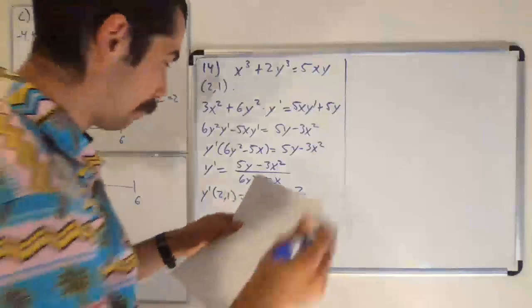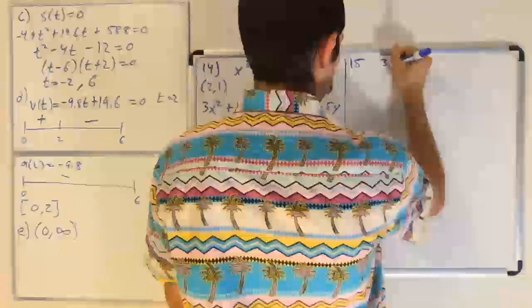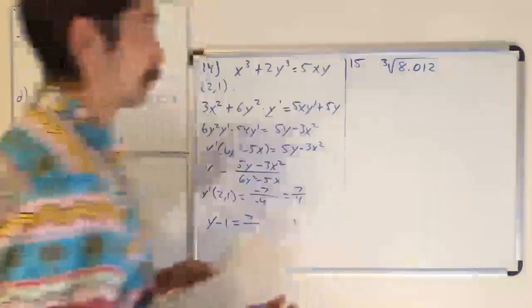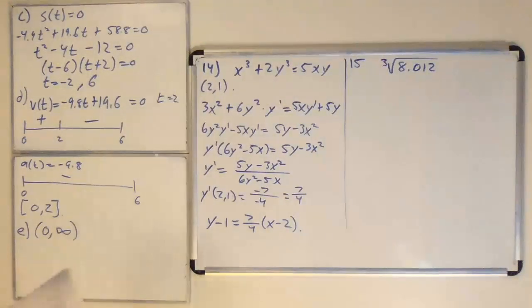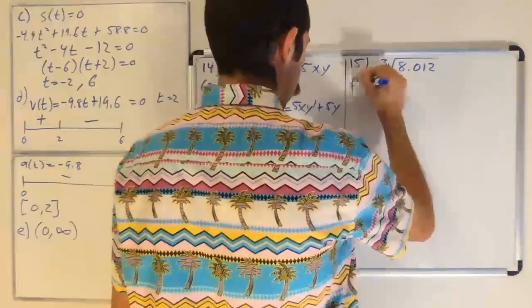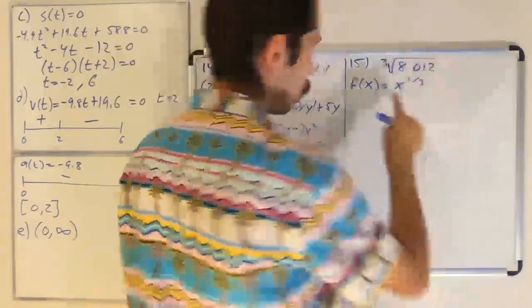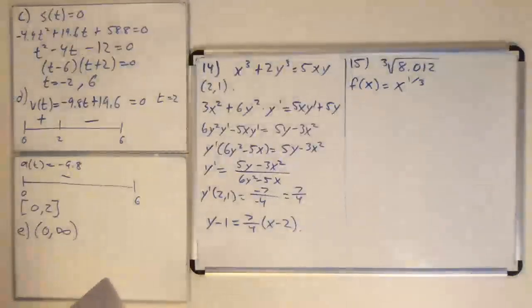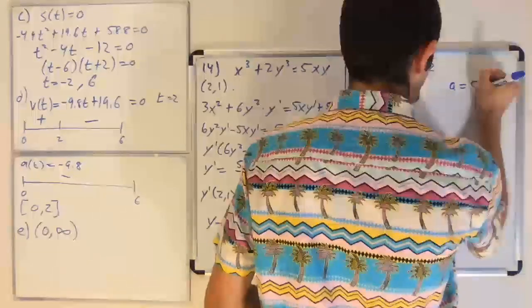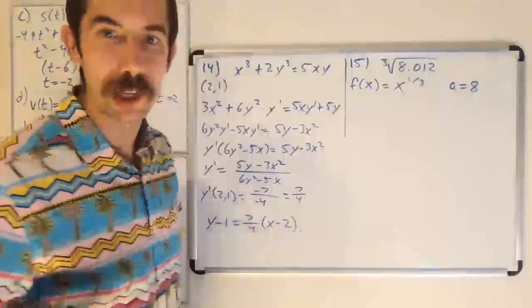All right, number 15 is approximate the cubed root of 8.012. Okay, and we're going to use a linear approximation. So our function f of x is equal to x to the 1/3, right? We're taking the cubed root. And we'll take a to be 8. The reason why we picked a to be 8 is we know how to evaluate the cubed root of 8, right? The cubed root of 8 is 2.